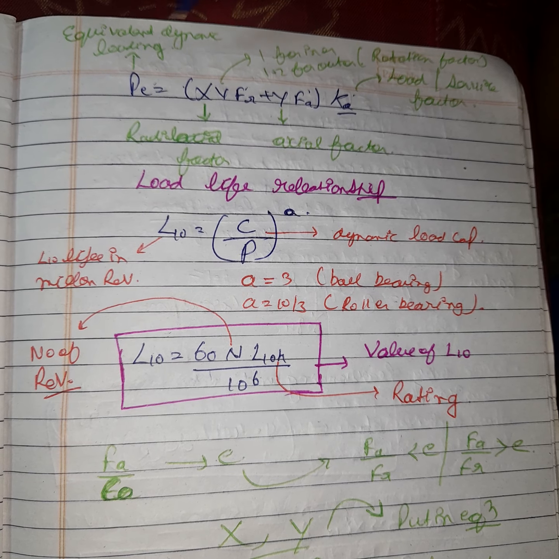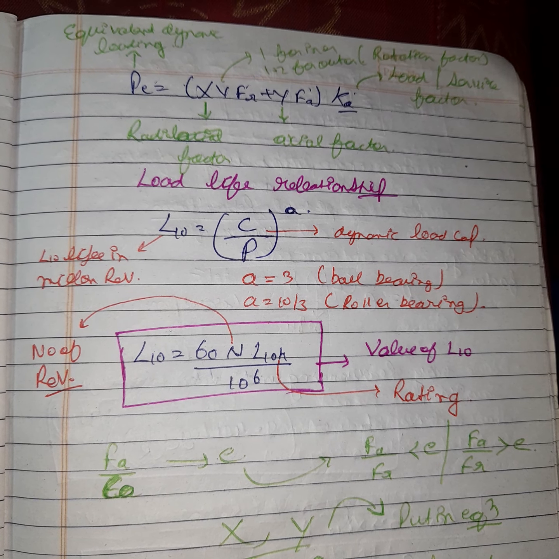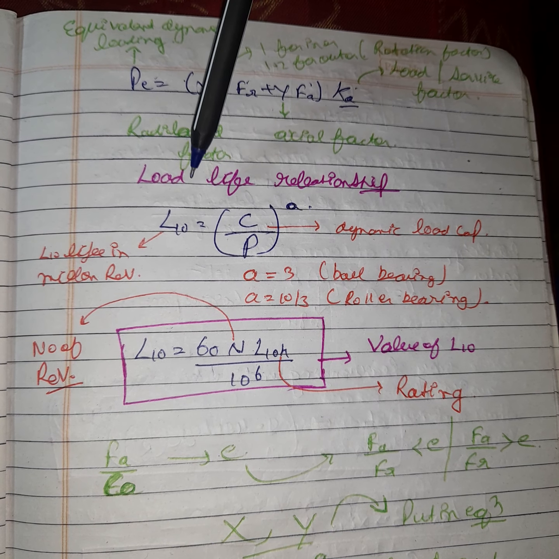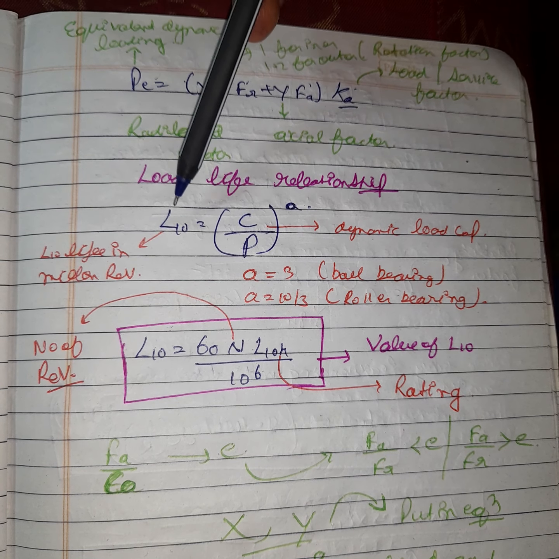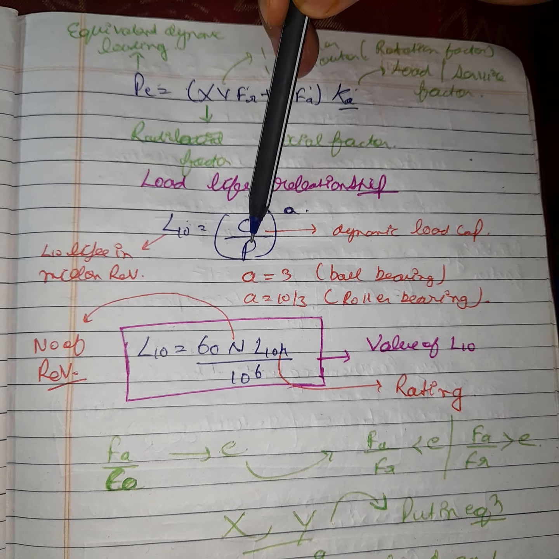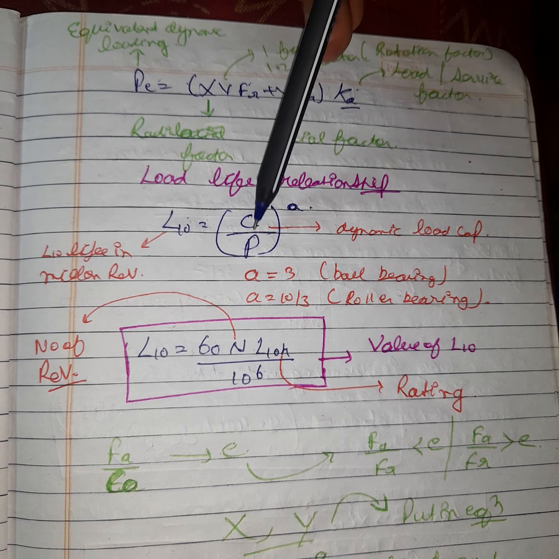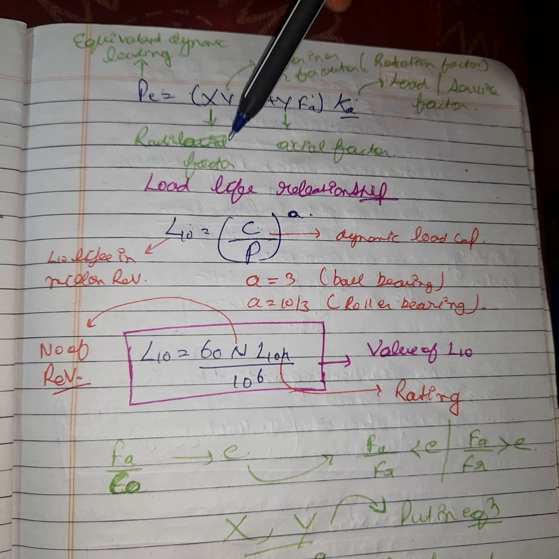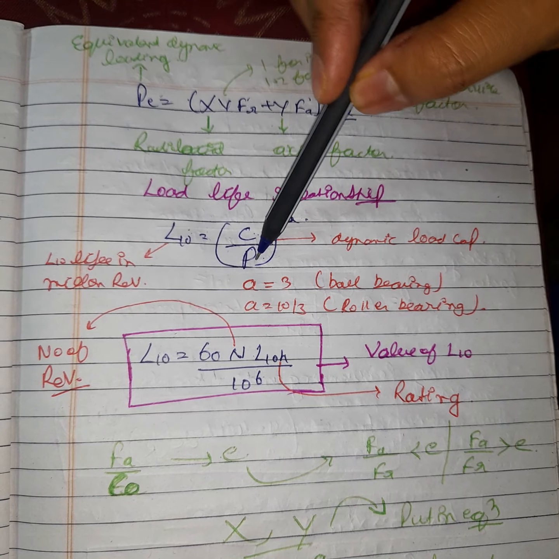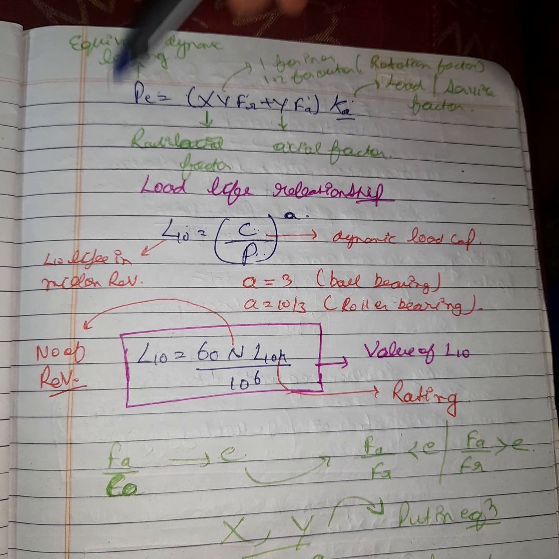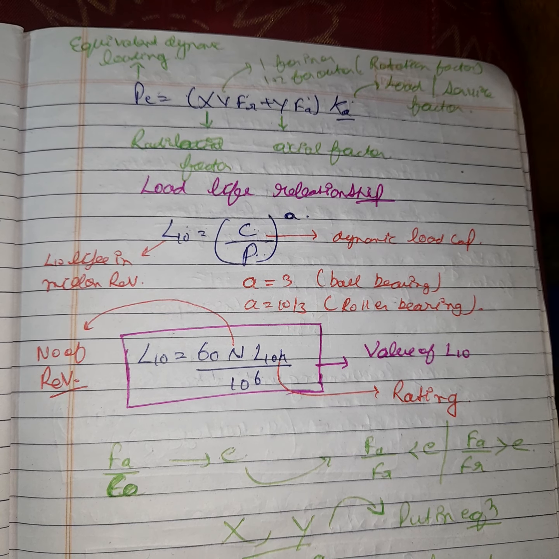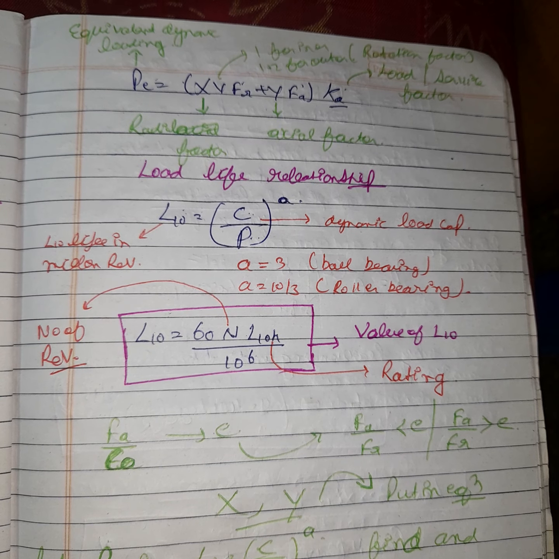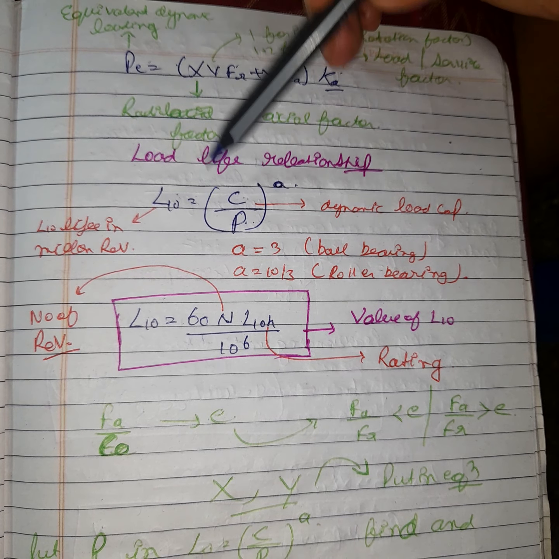This helps in finding the equivalent dynamic load, which is a very important factor in the load life relationship. In the load life relationship, we find L10 life, and L10 is found as L10 equals (C by P) to the power a. P is the equivalent dynamic load, and C is our dynamic load capacity. Now we put the value of P and we can calculate L10. Now we have some rules, like we take a equals 3 in case of ball bearing, and we take a equals 10 by 3 in case of roller bearing. By this we can calculate L10 life.